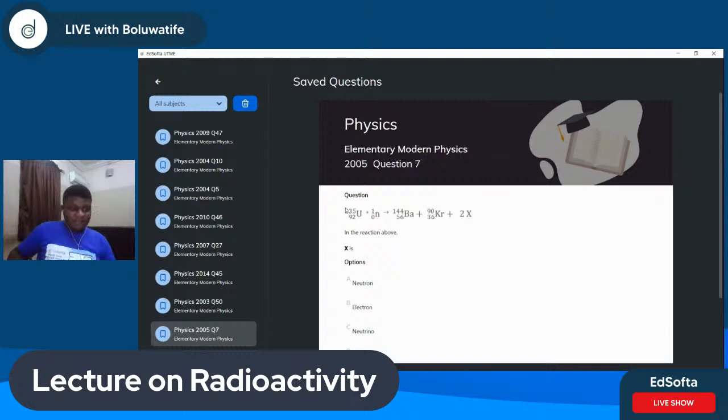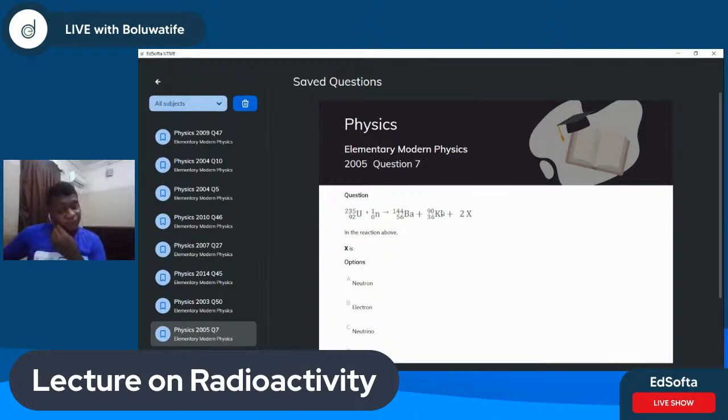Okay, so now this is just a case of balancing. What does that mean? That means if you add the mass numbers and the atomic numbers on this side, it should be the same as the mass numbers and atomic numbers on the left hand side. So the total on the left is 236. That means I should have 236 here. So if I add 144 and 90 together, what do I have? I have 234.